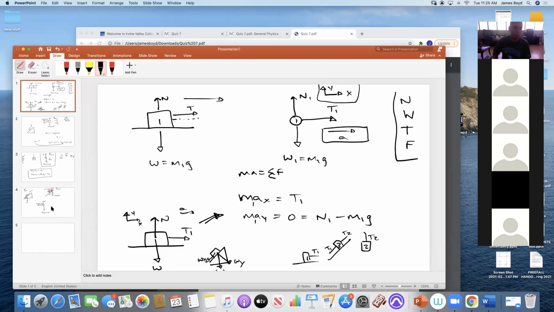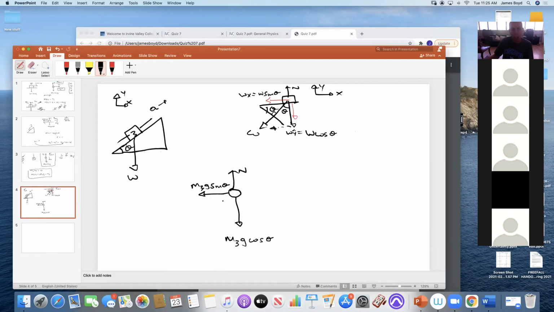So back to this, I need to make sure and draw tension 1 and tension 2 on mass 3. I already decided that this would be my X and this would be my Y, and I decided that A would be that way. It has to be consistent.